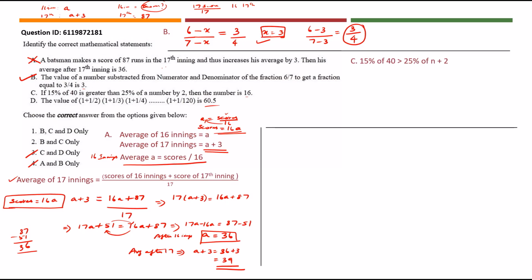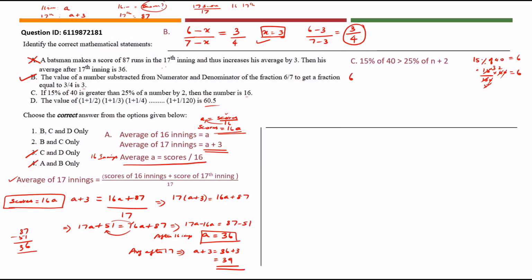If 15% of 40 is greater than 25% of a number by 2, that is, it is 25% of a number plus 2, then the number is 16. So what is 15% of 40? This will be 15 divided by 100 into 40. So cancel these two: 2 2s are 4 and 2 5s are 10. 1 5 is 5 and 3 5s are 15. So you have 3 into 2 in the numerator. This will be 6. So 15% of 40 will be 6.